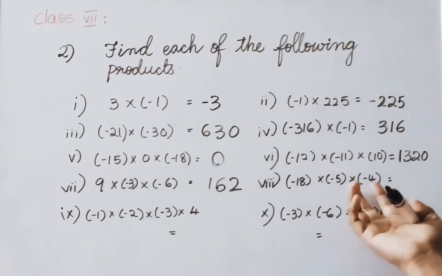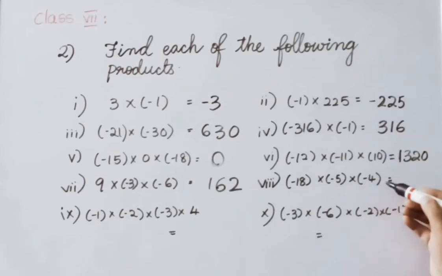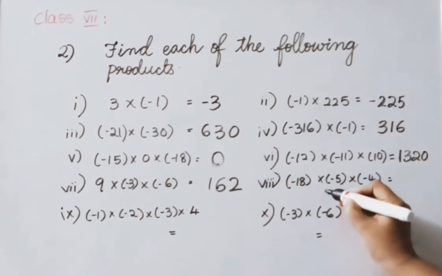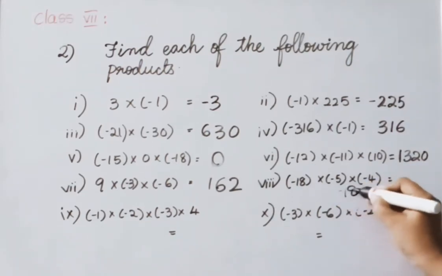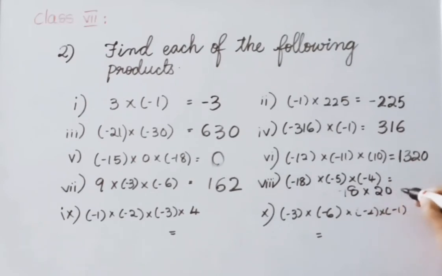I want to multiply the last two integers, minus 5 into minus 4. Minus into minus is plus, 5 4s are 20. Minus 18. So that equals to minus 18 20s are 360. So answer is minus 360.